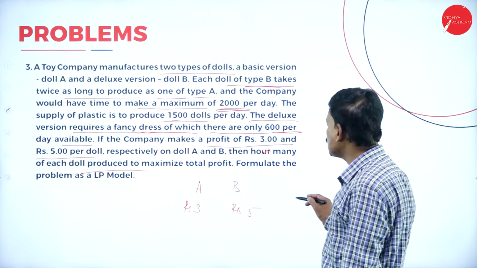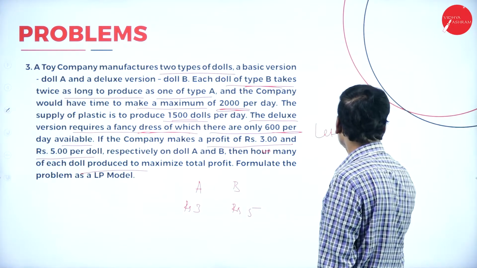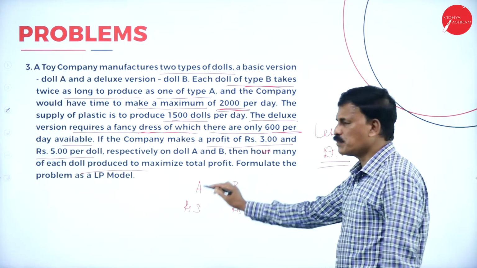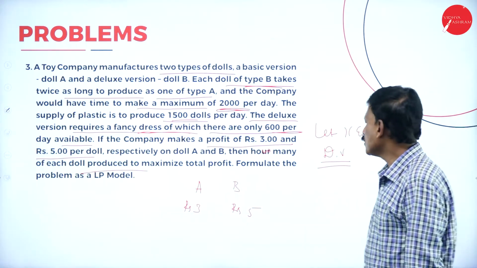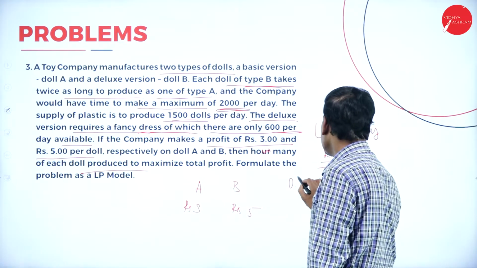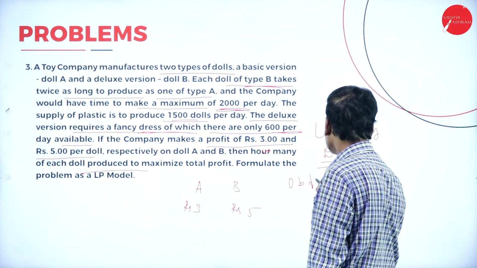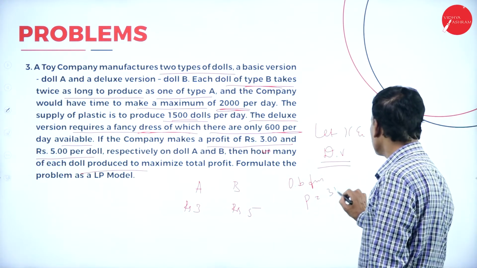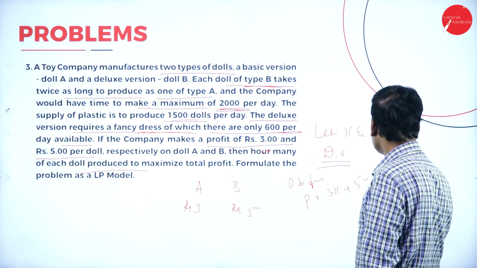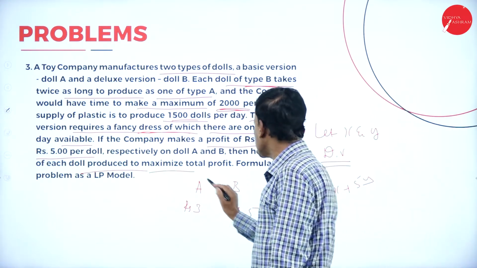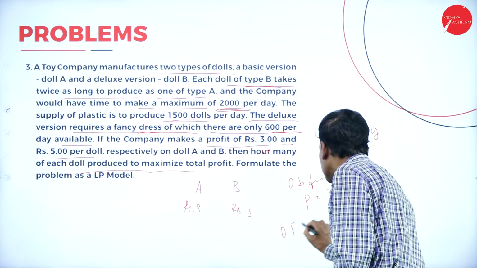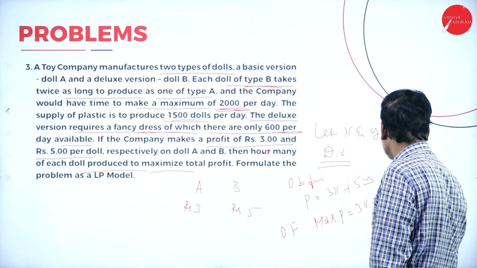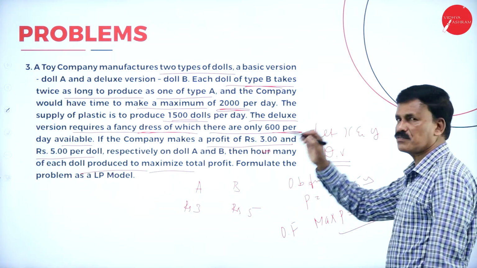Now let us define the decision variables. Let x and y be the decision variables for the products A and B. Now since the objective function is P is equal to 3x plus 5y, and since it is to be maximized, the objective function is max P is equal to 3x plus 5y. This is the first equation.